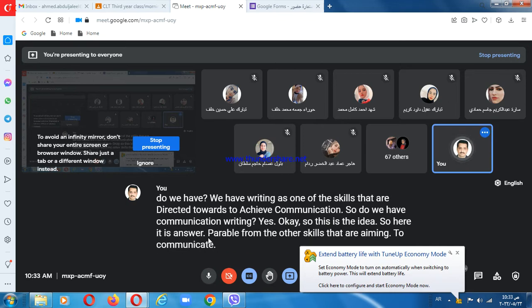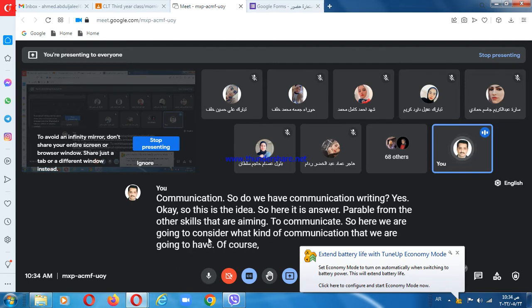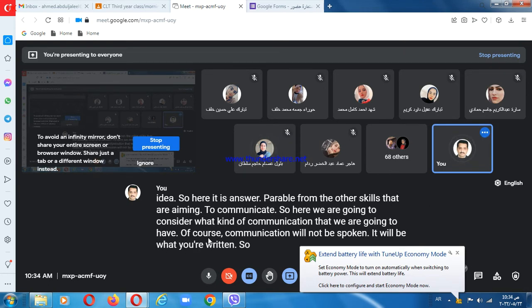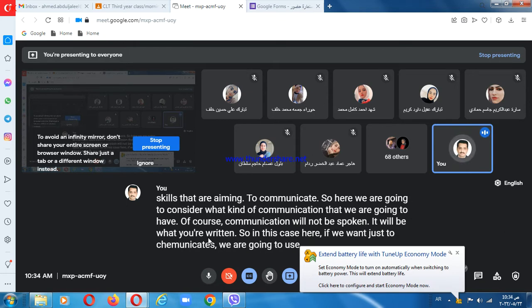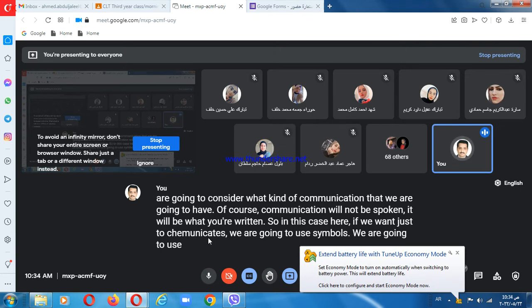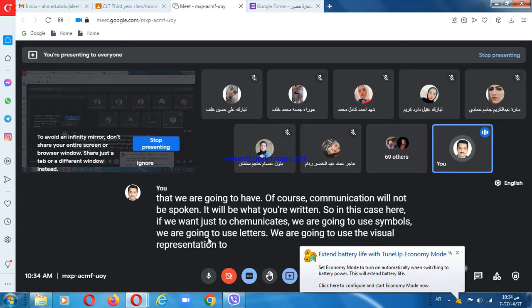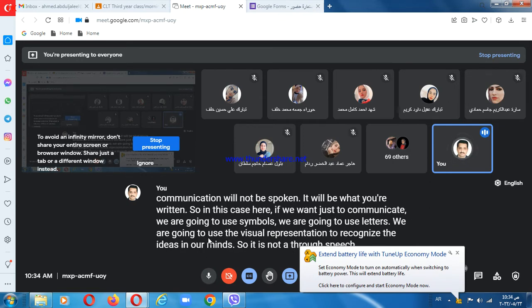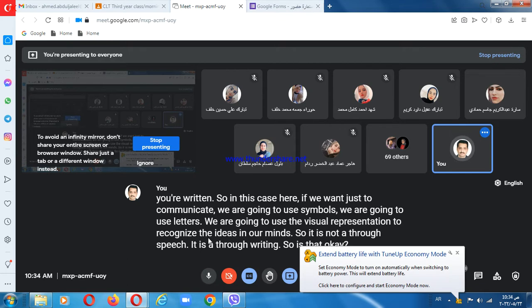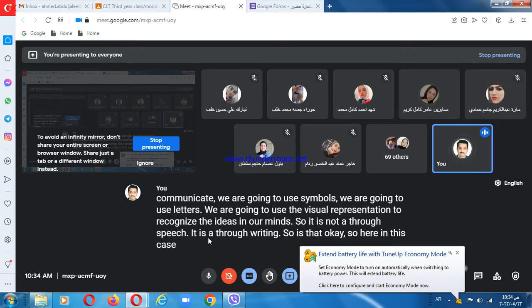Here we are going to consider what kind of communication we are going to have. Of course, communication will not be spoken. It will be written. If we want to communicate, we are going to use symbols, letters, the visual representation to express the ideas in our minds. So it is not through speech, it is through writing. So in this case we have communication.